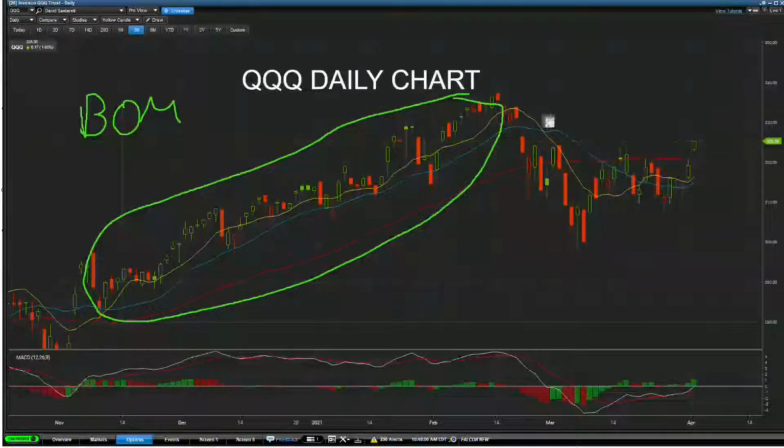Now, guess what? Here's that 10 crossing below that 20. First candle's below that 10-20 SMA. You're out of that trade. If you're in over here, you're out right here. That's your exit signal. Here's your entry, 10-20 cross.